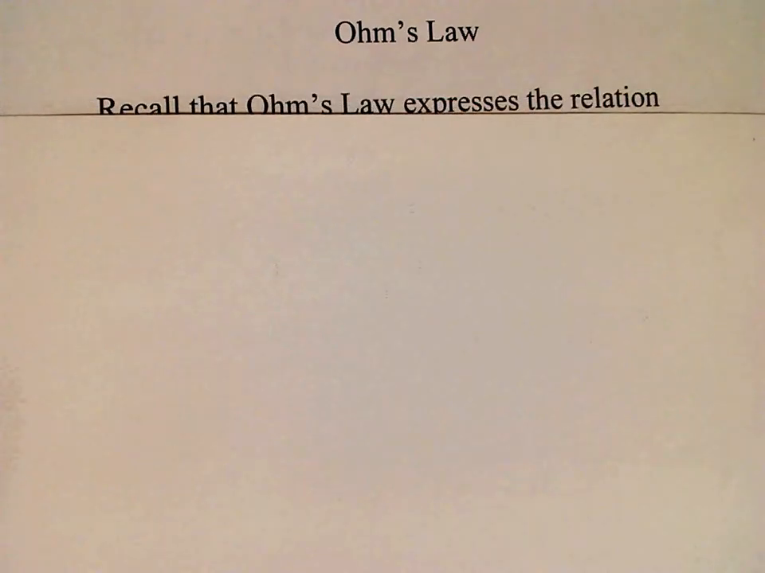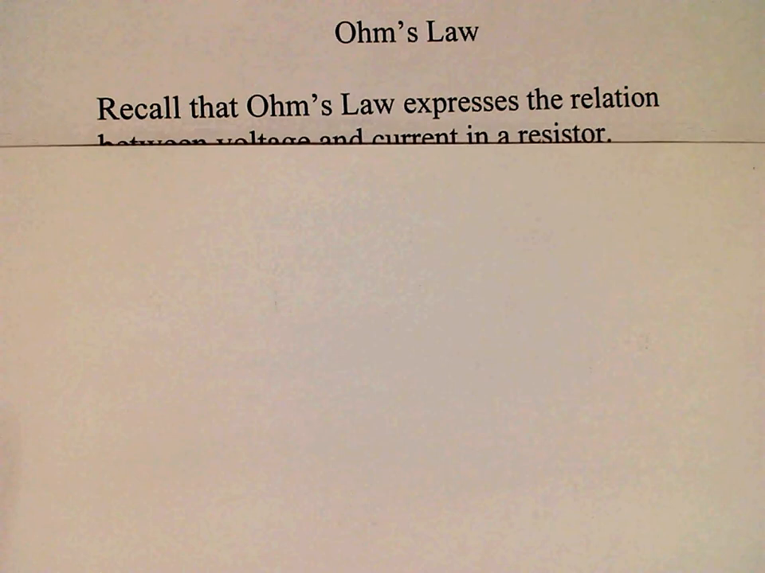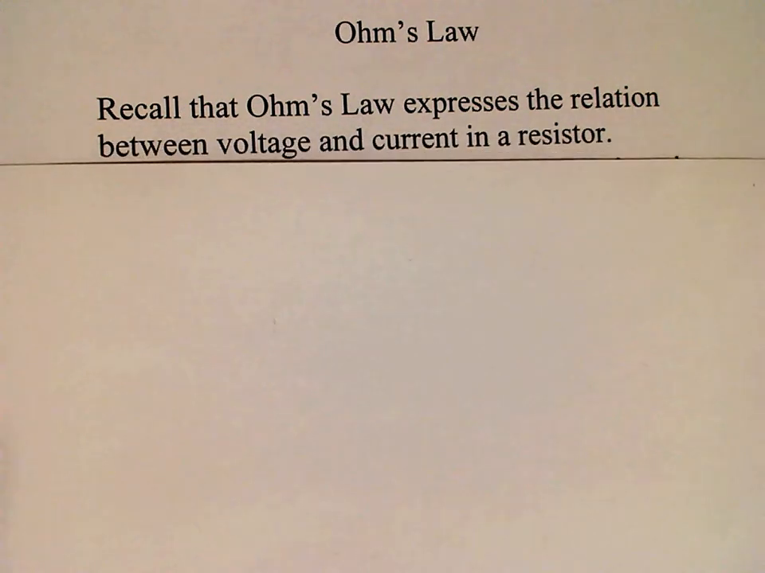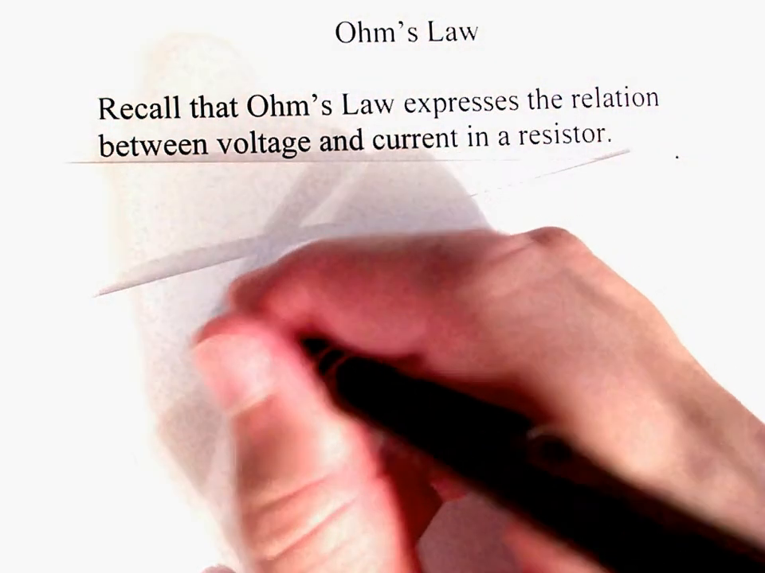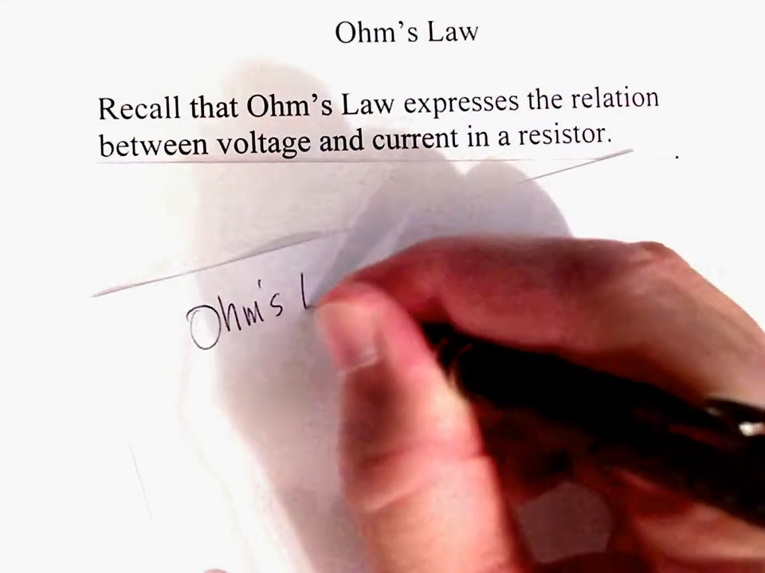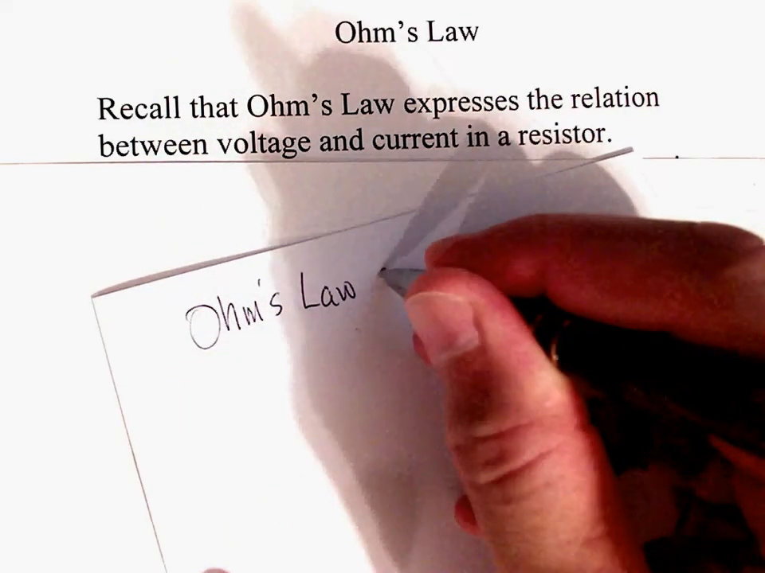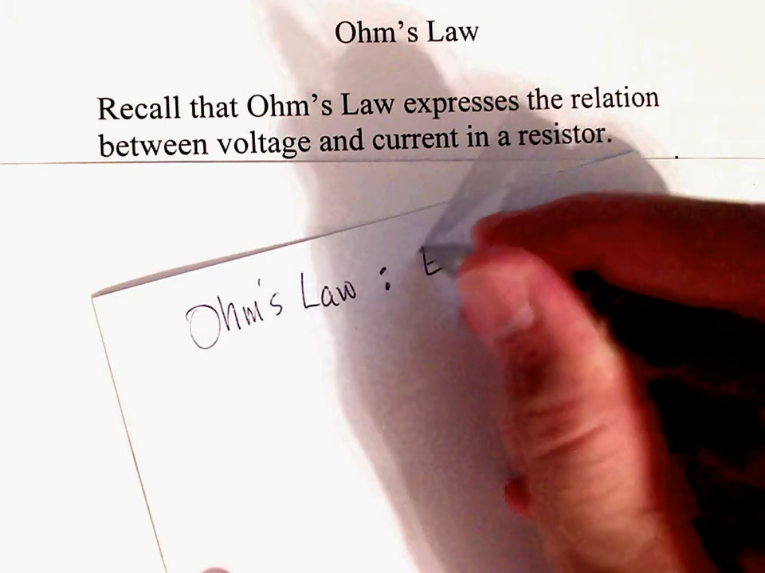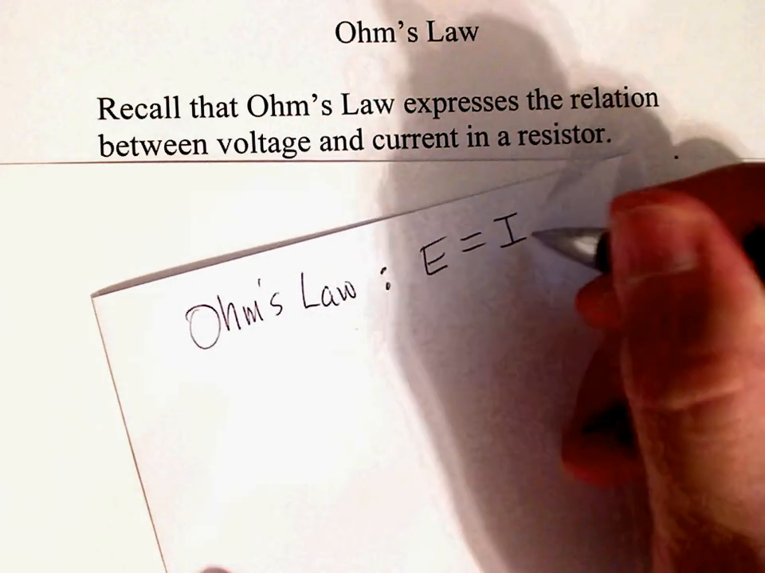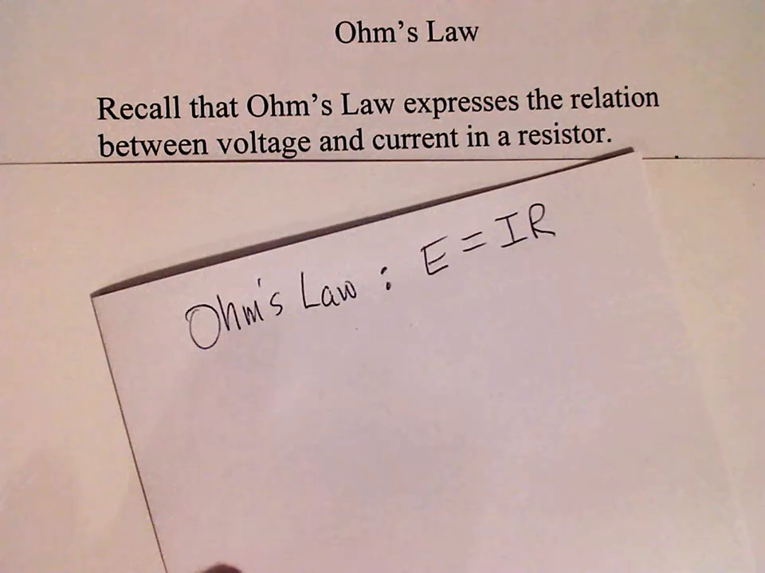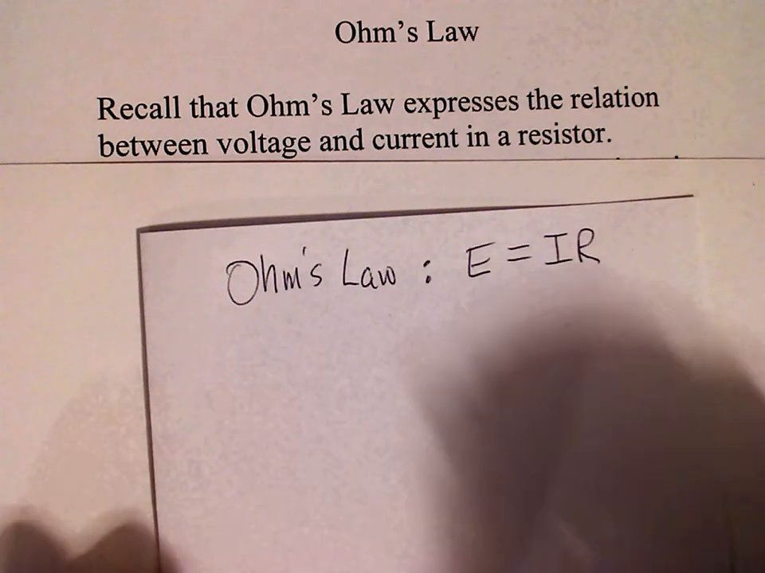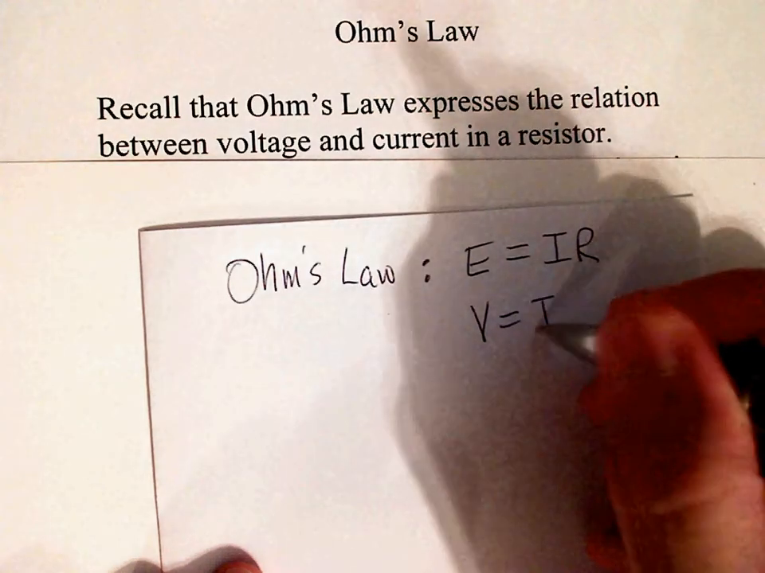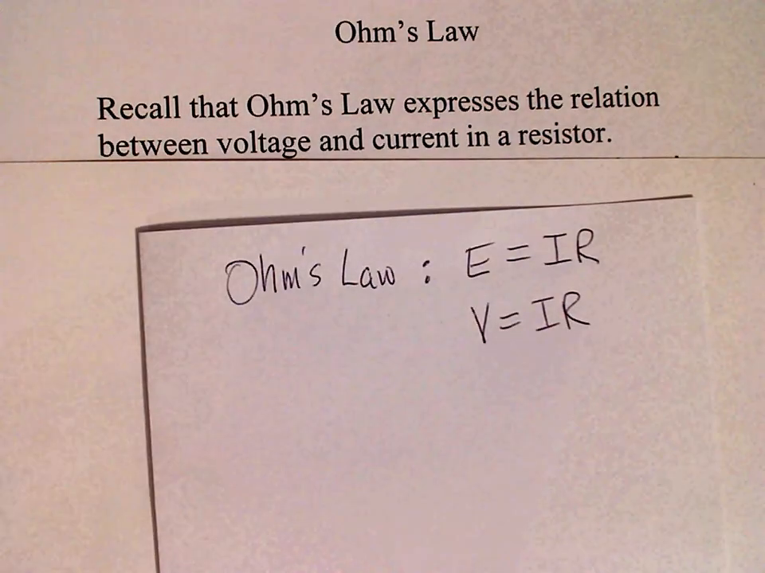Now remember that Ohm's law gives us a relation between the voltage and the current in a resistor. Usually Ohm's law is written in this way: E is equal to I times R. Or in other words, the source voltage is equal to the current through the resistor times the resistance. You could also write it as V is equal to IR, where V stands for the voltage, of course.